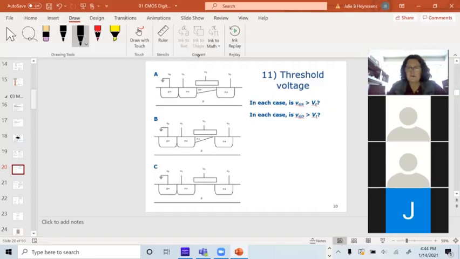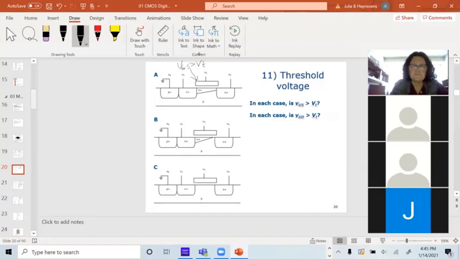It is a symmetrical device. If I get the gate to source voltage greater than VT, I'm going to form a channel at this end. So having a channel at this end is when VGS is greater than VT. So both of those have VGS greater than VT. This one doesn't. There's no channel.